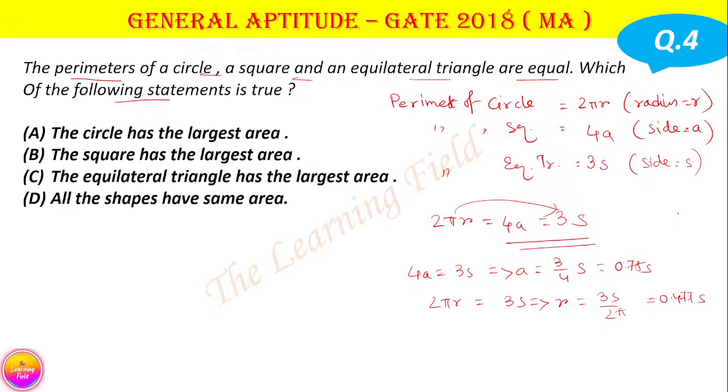Now we calculate the area of the circle, equilateral triangle and the square. The area of the equilateral triangle, suppose A is the area: A triangle equals root 3 by 4 into side square, that means s square. So root 3 by 4 into this s square, which is equal to 0.